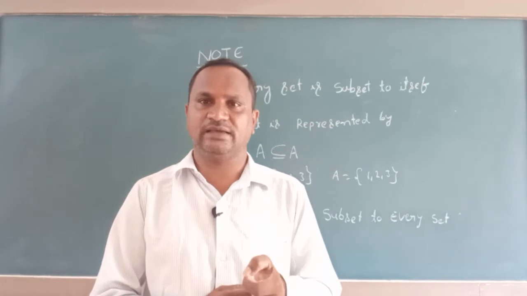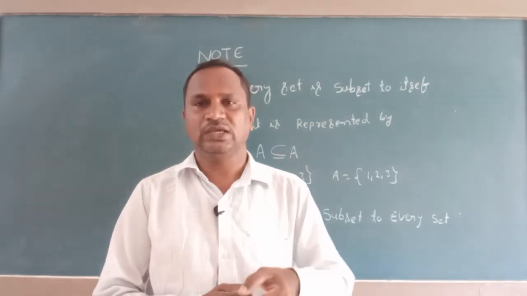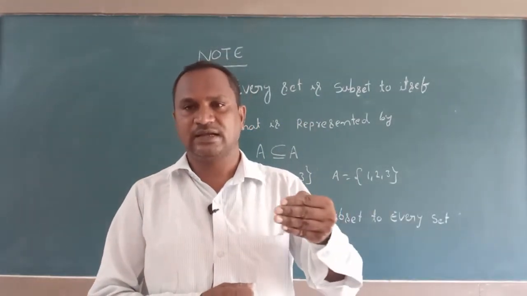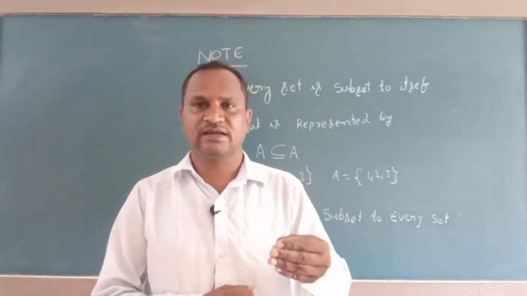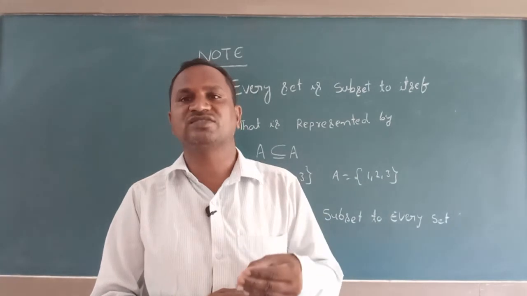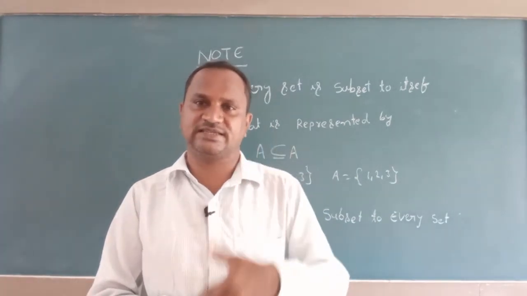You can take A, B, C, D, any number of sets. At that time, you can write the number of subsets of a given set. Among all those subsets, the null set is one subset.